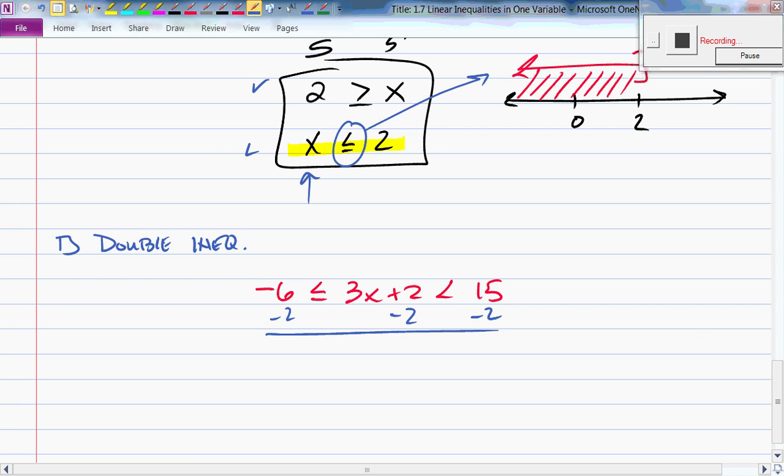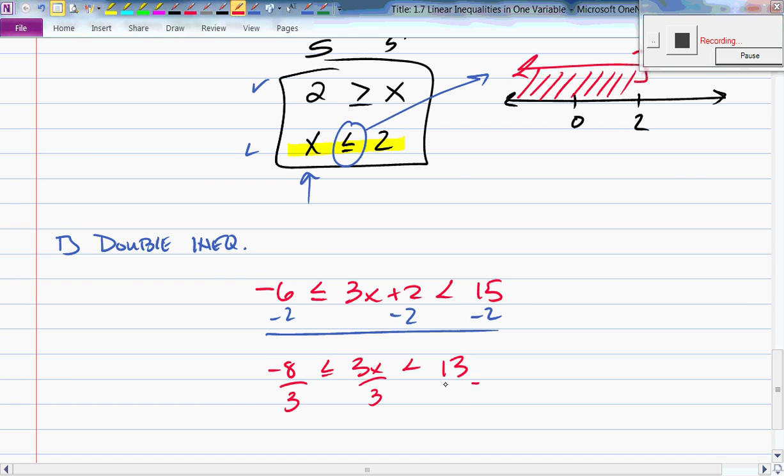All right, negative 6 minus 2. What do you got? Negative 8. Yeah. Negative 8 is less than or equal to 3x, which is less than 13. Very good. Okay. Next idea. Divide by 3. Yeah. 3 is bigger than 0. 3 is a positive number, so we're in the clear.